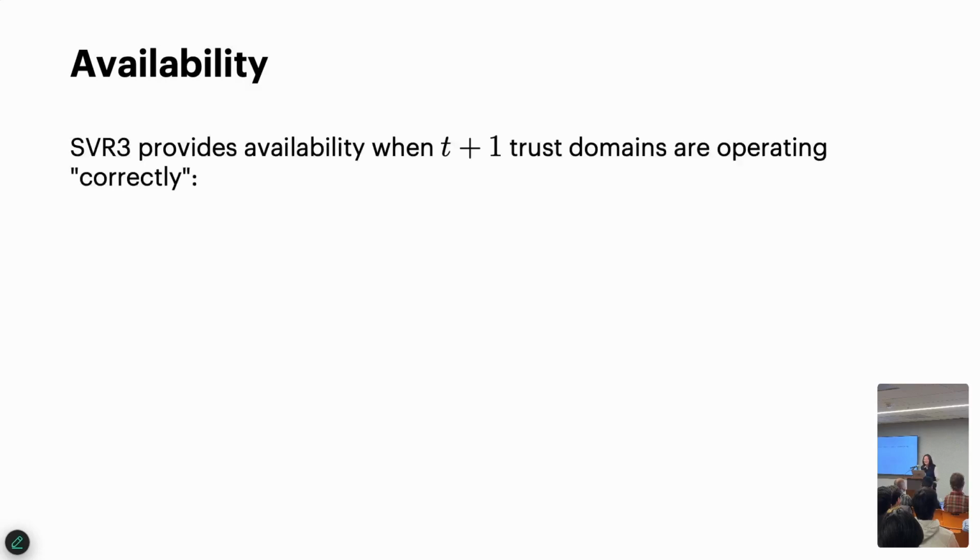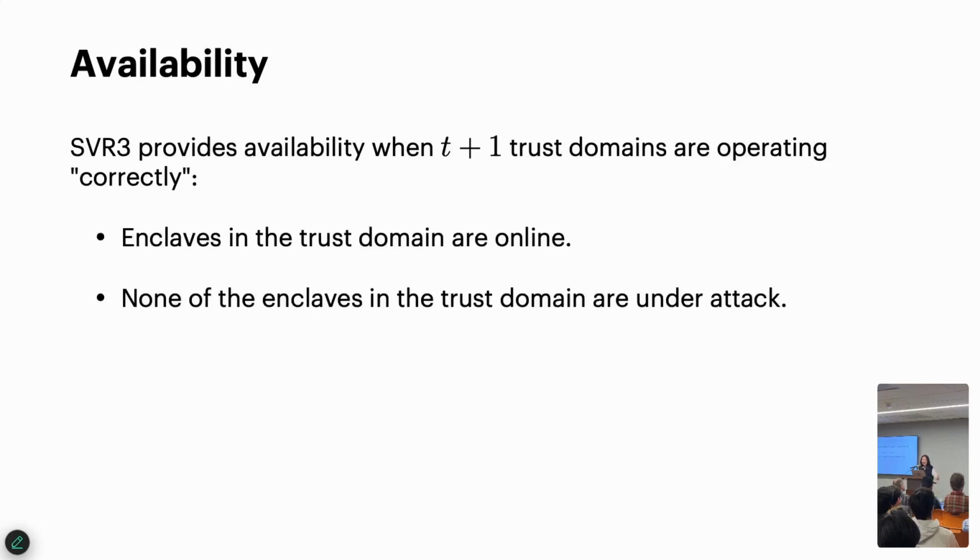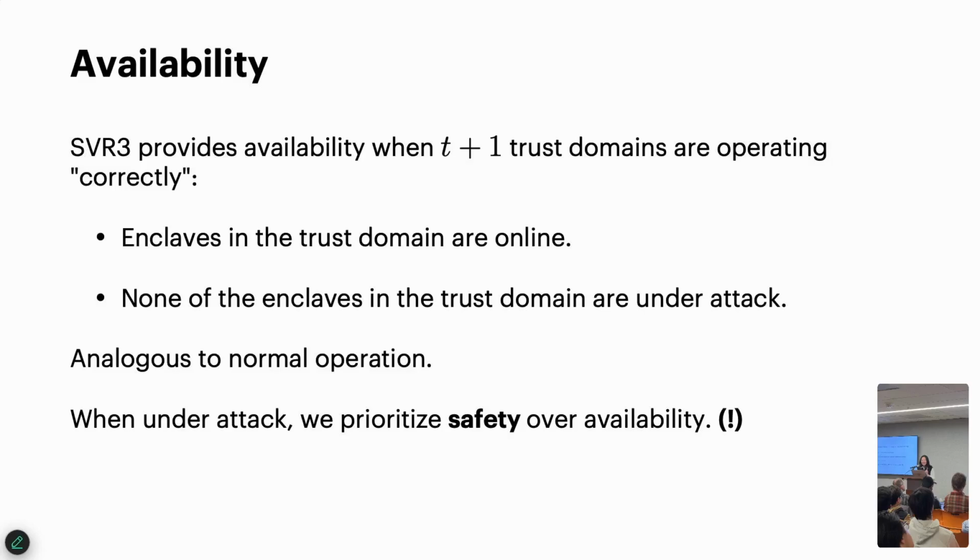Here is where I give a statement about availability that may be kind of controversial to systems practitioners. We provide availability when T+1 trust domains are operating correctly. We define this as enclaves in the trust domain being online and none of the enclaves being under attack. This is what you can think of as normal operation. No one is attacking the system, we are available. When we are under attack, we actually prioritize safety over availability, because we would rather have a user's secret key not be compromised than provide the service at all. That's the threat model we are operating under.